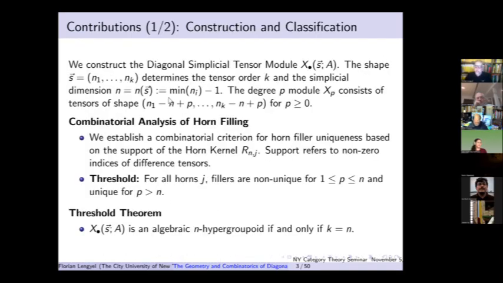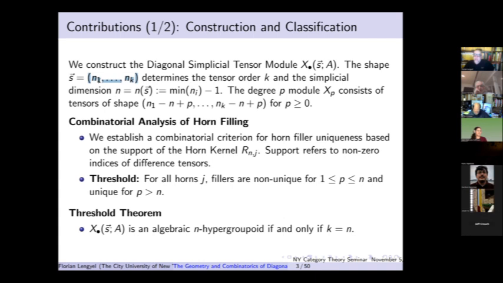You're going to get, as you apply a face map, all of these, the K is going to stay the same, but these will drop by 1. And as you apply a degeneracy, they'll increase by 1. But we're starting at this dimension n if we're going to generate a module, a simplicial tensor module from a tensor of dimension n in this sense.